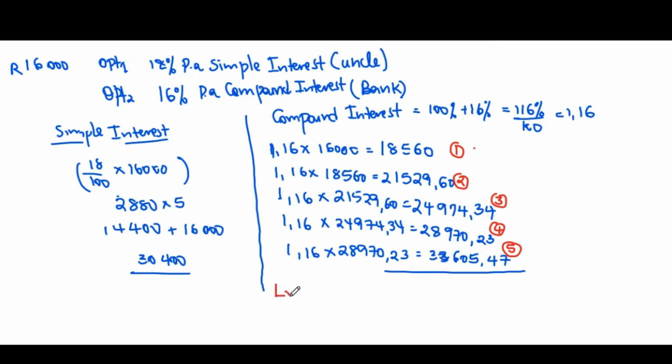So since it's a loan, option 1 is better.